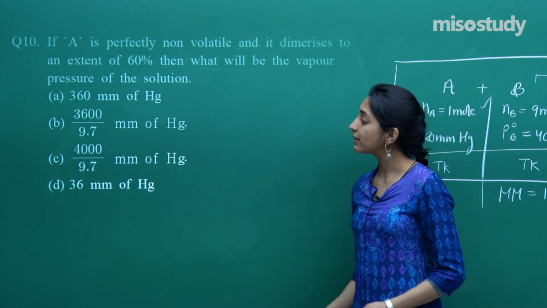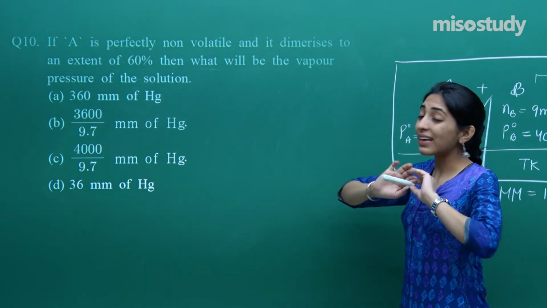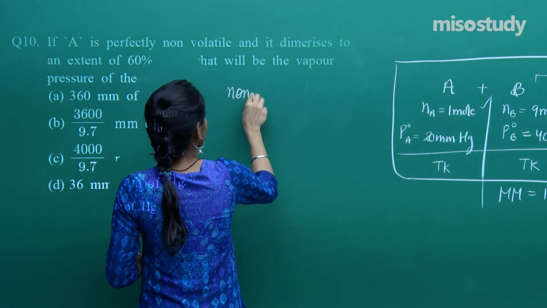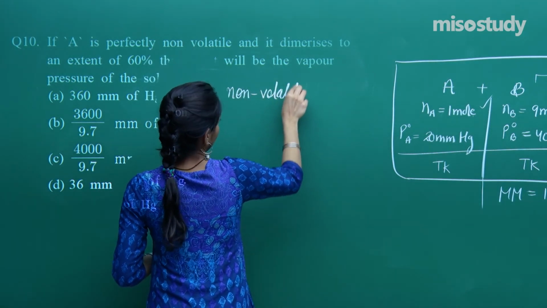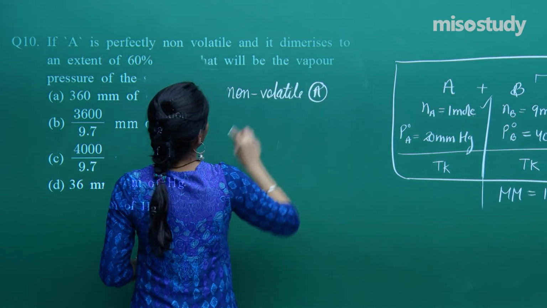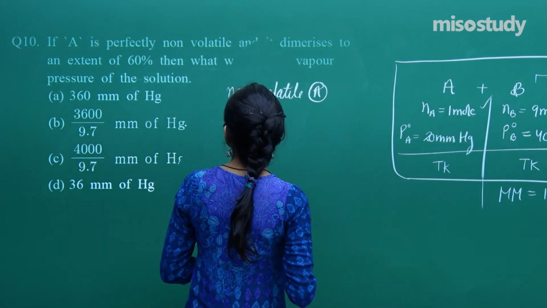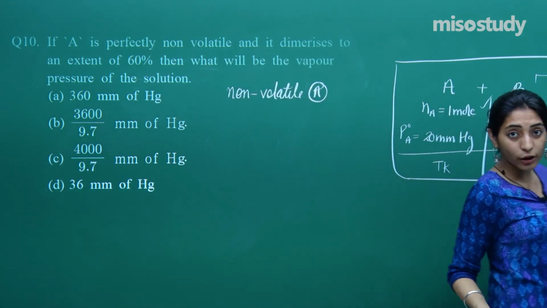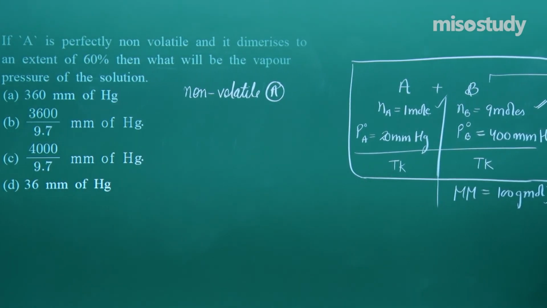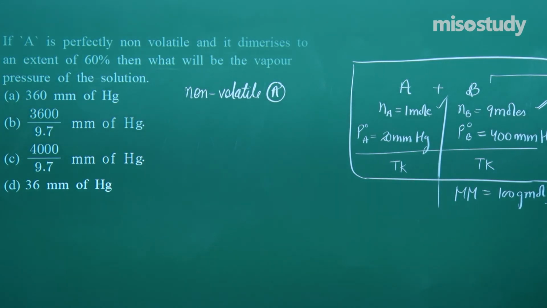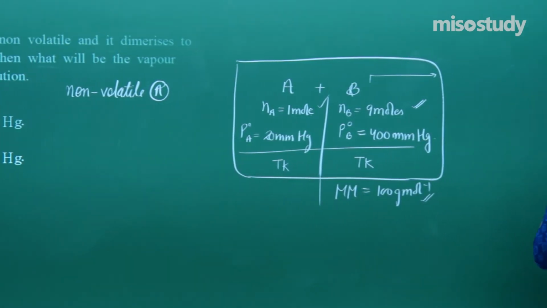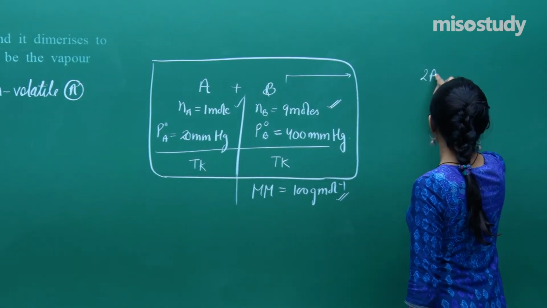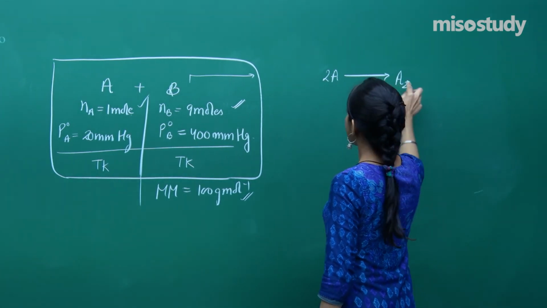And the question is, if A is again perfectly non-volatile, and it dimerizes to an extent of 60%. That means A is undergoing a dimerization reaction. Okay, let me just remove it. So if A is undergoing a dimerization reaction, I can write 2A will be forming A2.